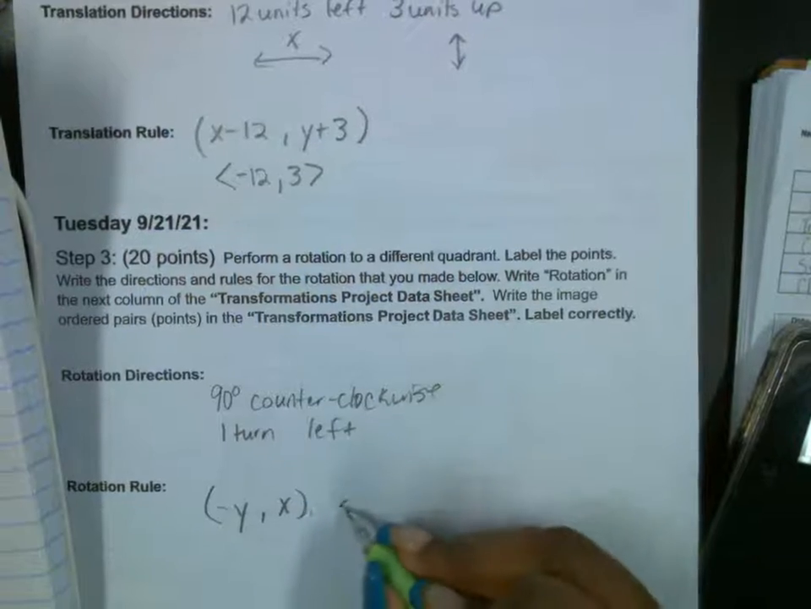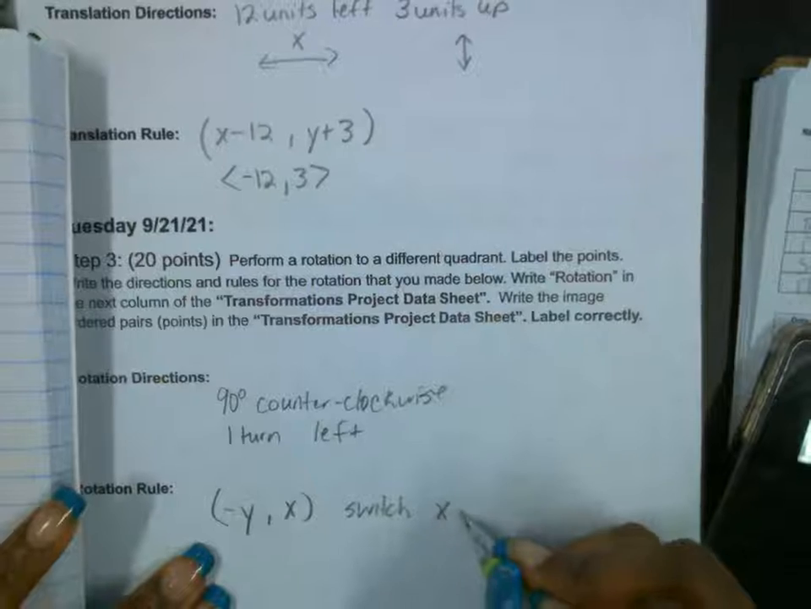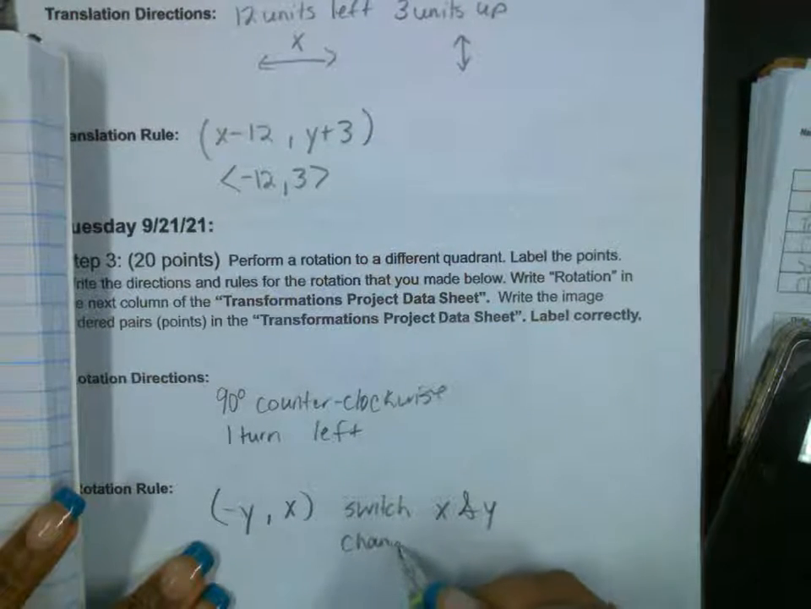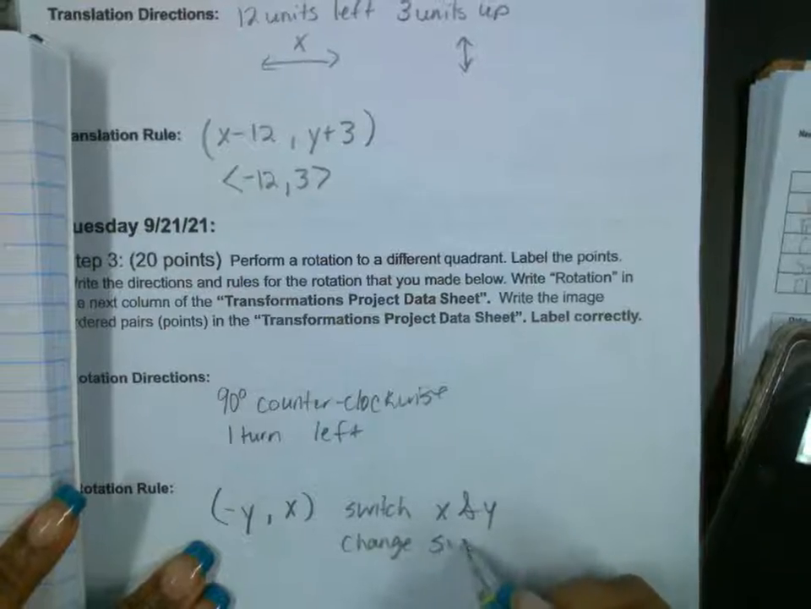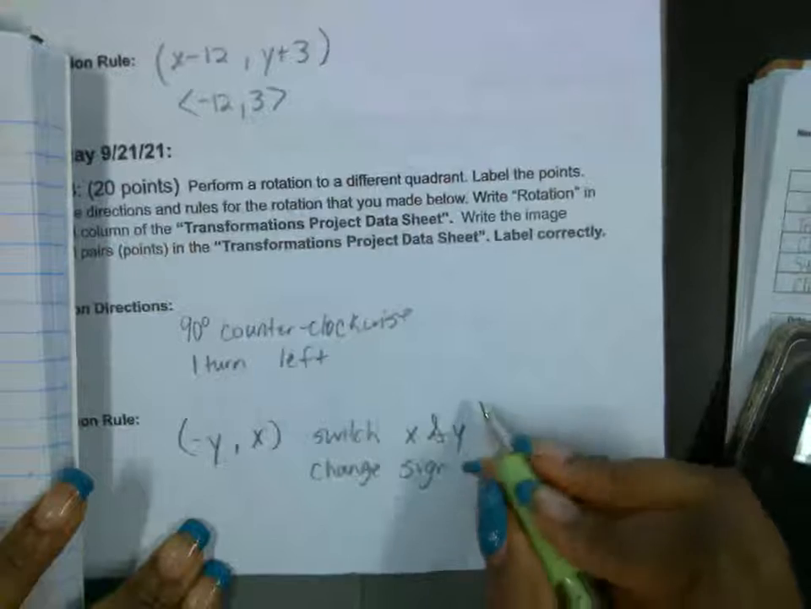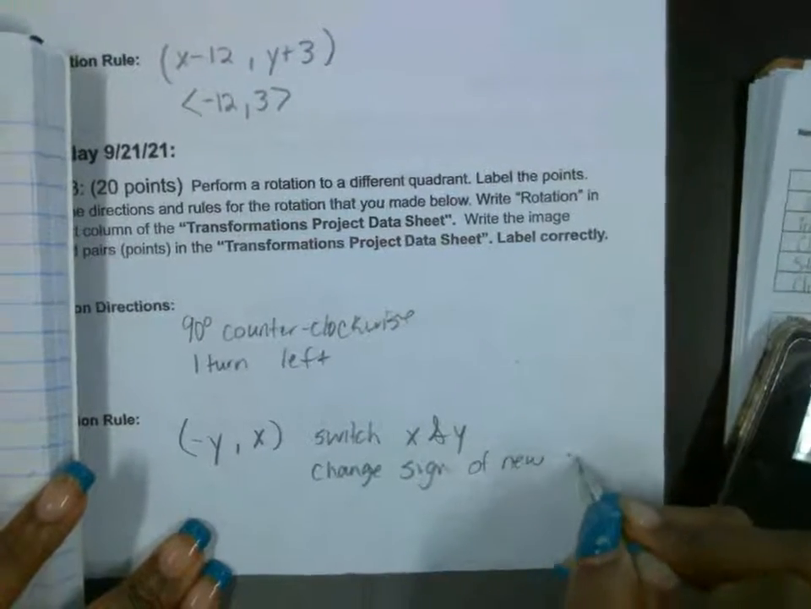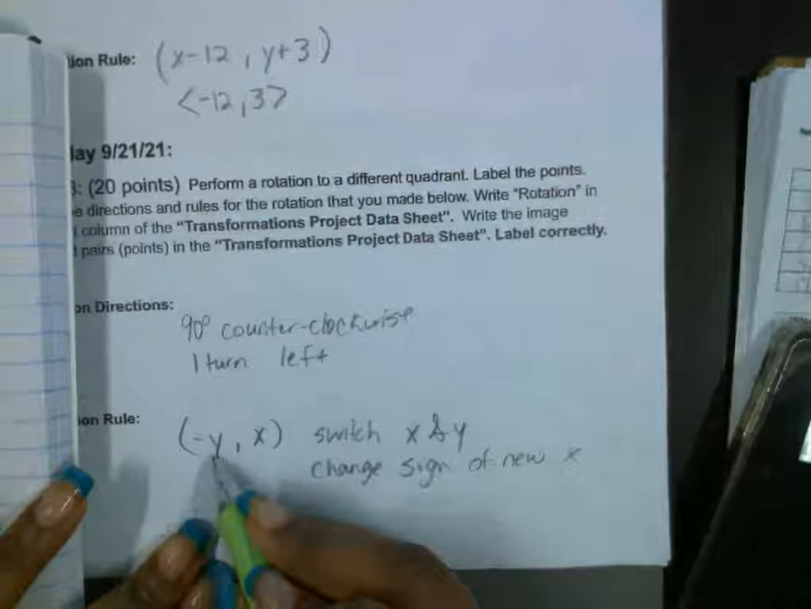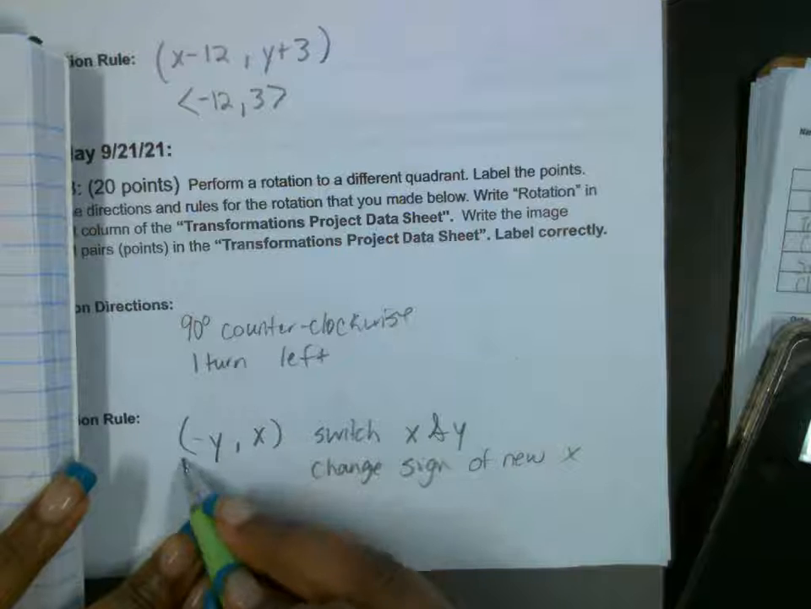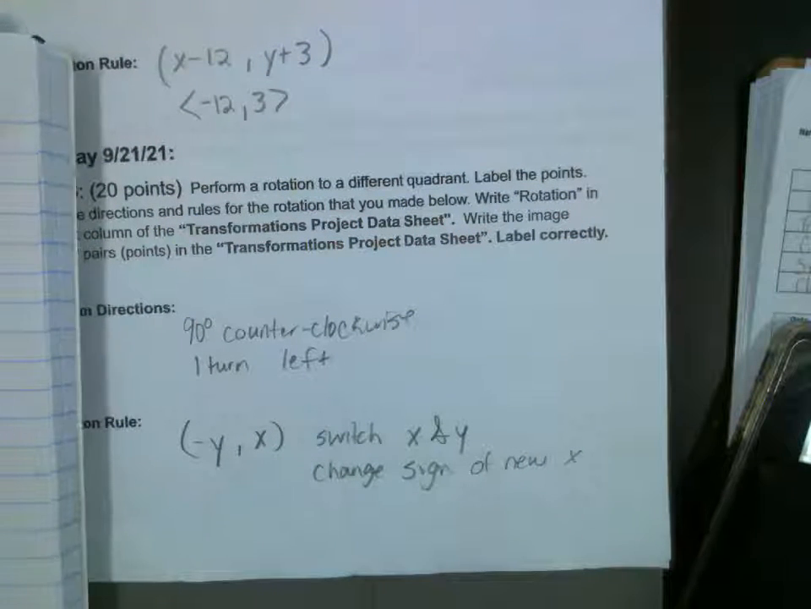Because what you're doing is you're going to switch x and y and change the sign. If it's a positive, change it to a negative. If it's a negative, change it to a positive. Change the sign of the new x. You see, your new x used to be y, but you're going to move your y here. So then you change the sign of that value. If it's a positive, make it a negative. If it's a negative, make it a positive.